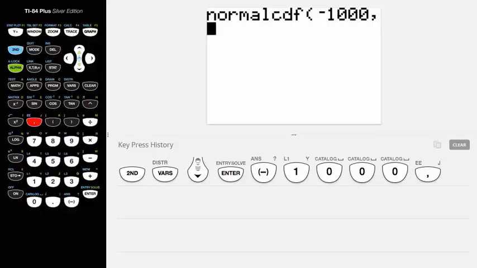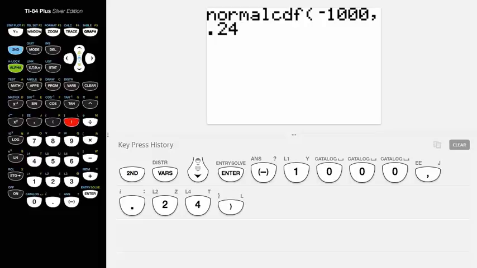Comma. Then I type in my z-score of 0.24. Since I'm using a mean of 0 and a standard deviation of 1, and those are the defaults, I can close my parentheses, enter, and I get an area of 0.5948, because we want 4 decimal places.